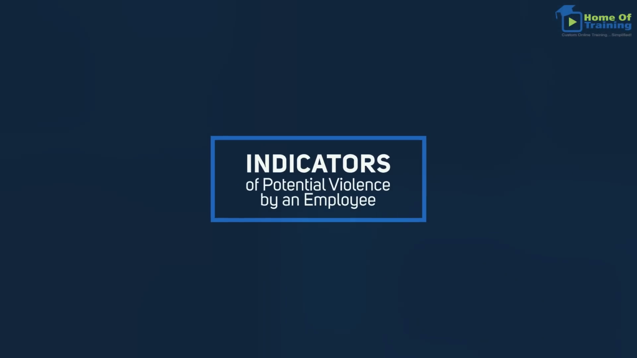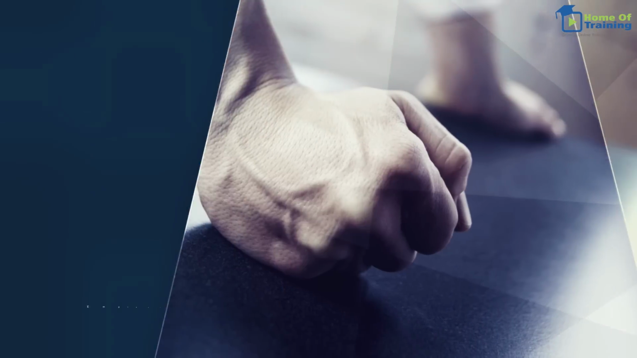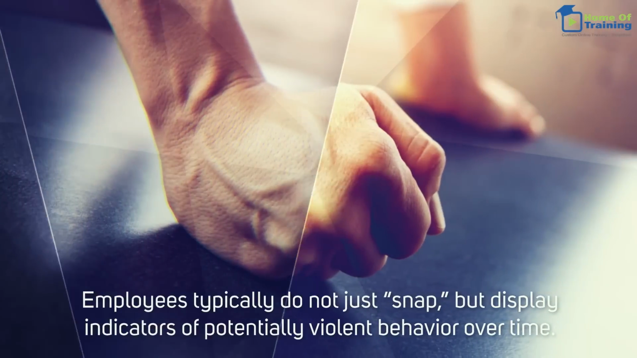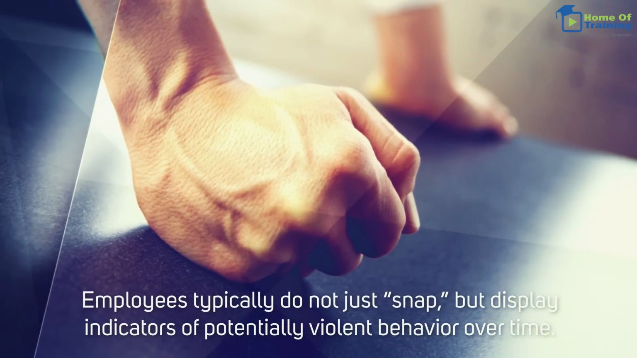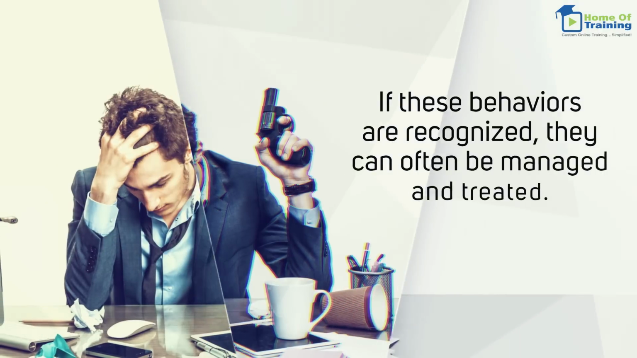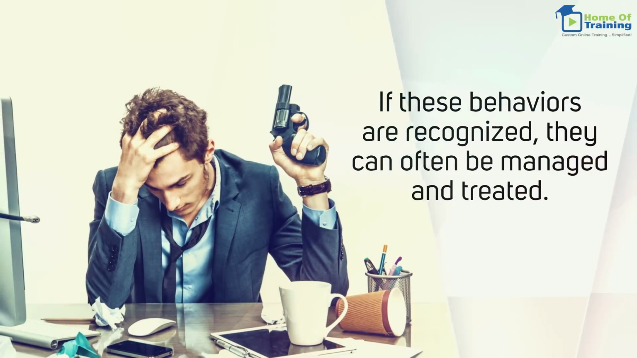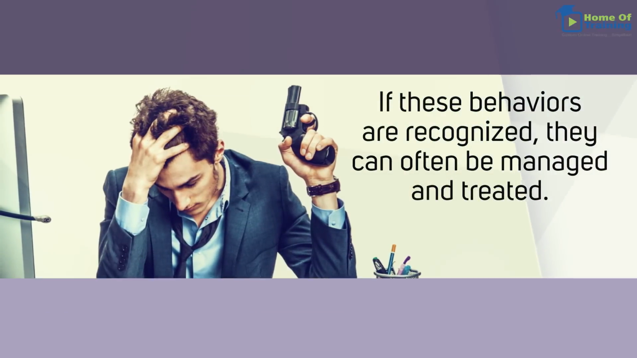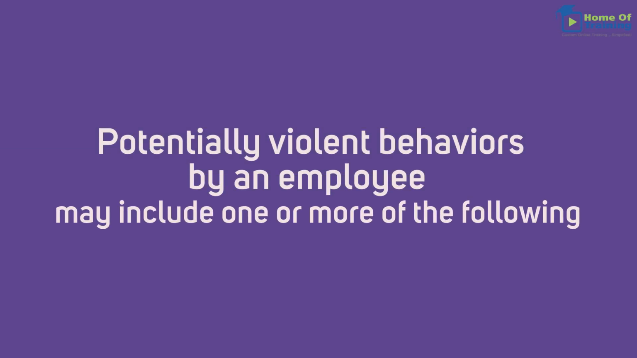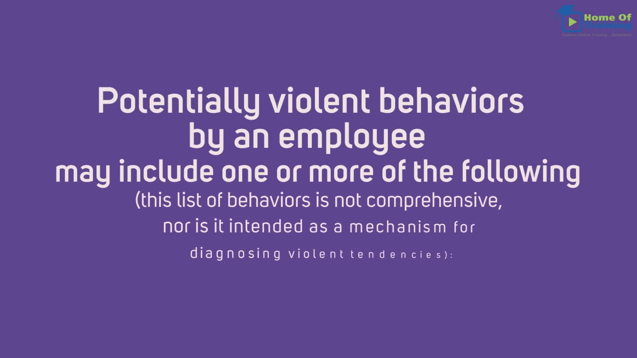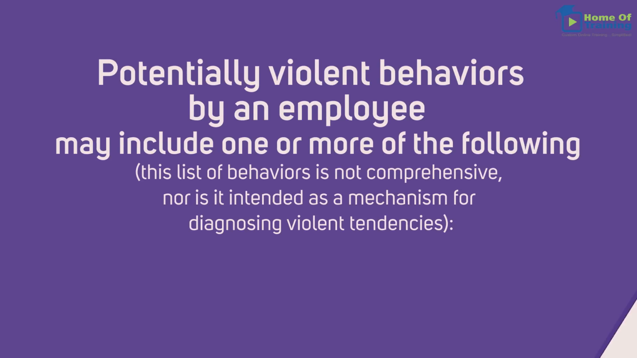Indicators of potential violence by an employee. Employees typically do not just snap, but display indicators of potentially violent behavior over time. If these behaviors are recognized, they can often be managed and treated. Potentially violent behaviors by an employee may include one or more of the following. This list of behaviors is not comprehensive, nor is it intended as a mechanism for diagnosing violent tendencies.